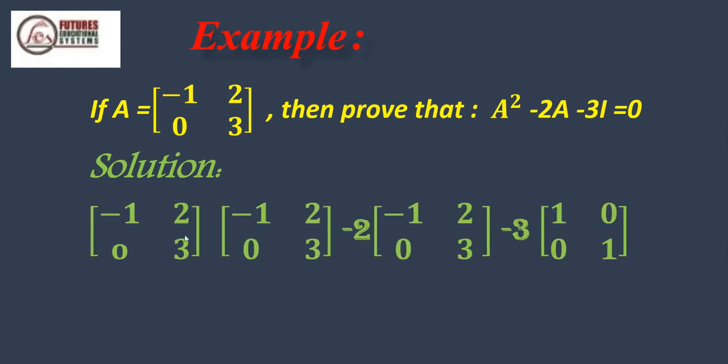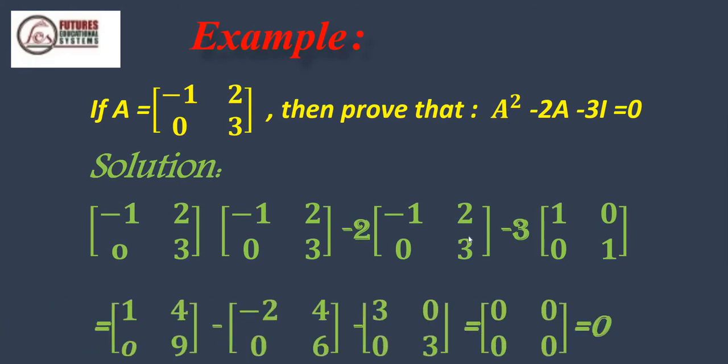That's the solution. Matrix A multiplied by matrix A gives me A squared, minus 2 matrix A, minus 3 identity. The result equals 0.